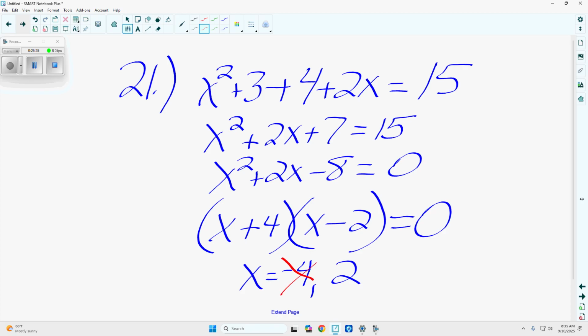If you plug in negative 4, that would be 4 plus 2 times negative 4, and that would be no bueno. Is Q the midpoint? If you plug in 2 into both of those guys, you would see that it is not the midpoint. One of them is 7, and one of them is 8. Not the midpoint.